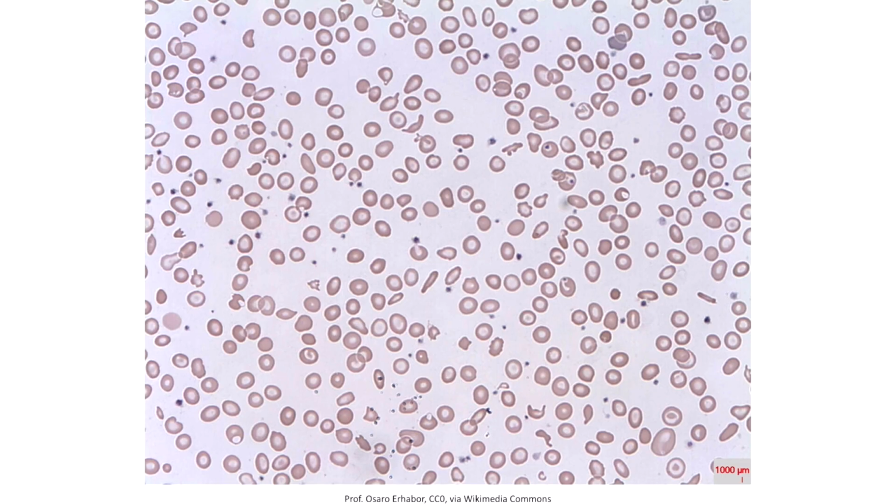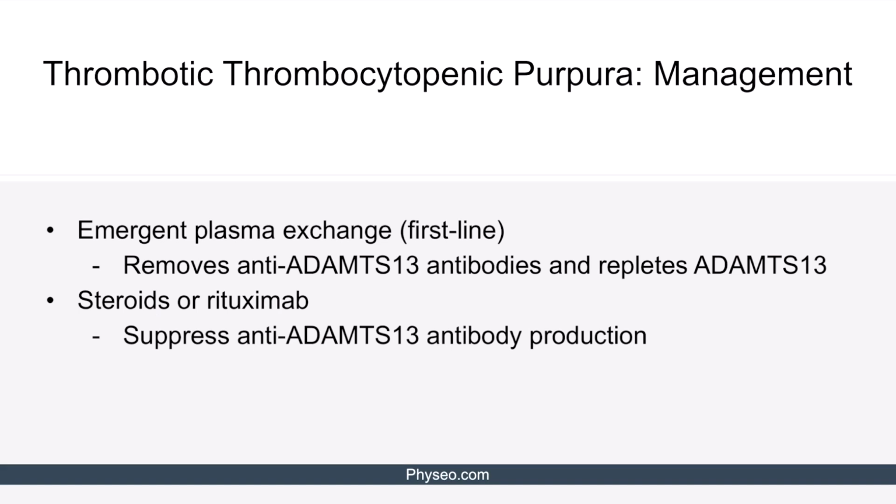Here you can see a peripheral blood smear showing schistocytes. Schistocytes are these fragmented red blood cells, which look like helmet cells. Let's talk about the management of thrombotic thrombocytopenic purpura.